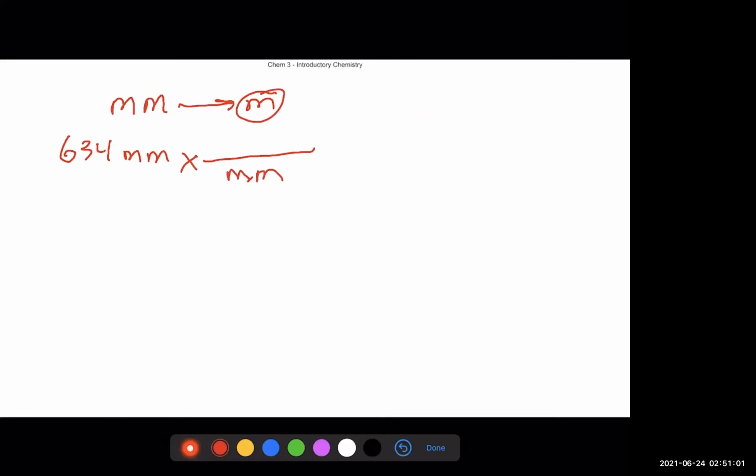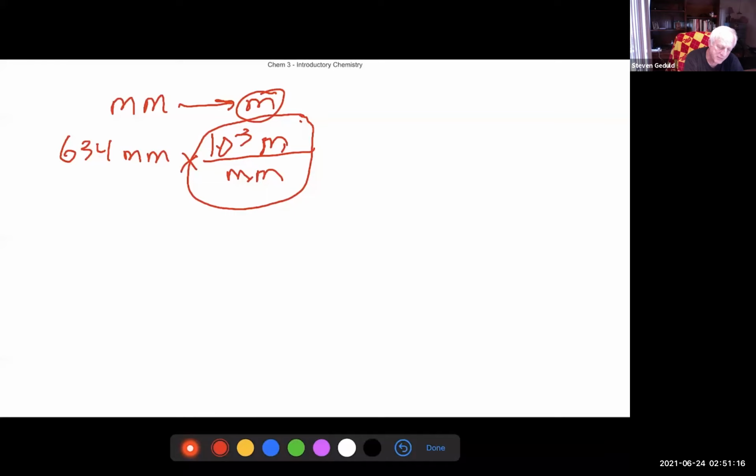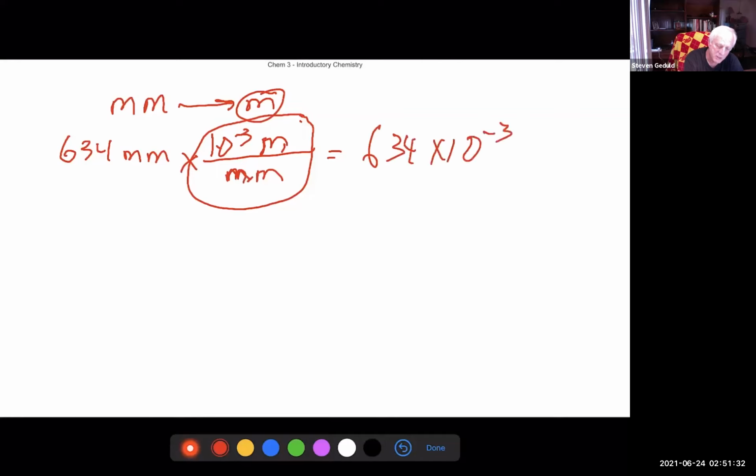Then you have to convert this to meters, and to make this value right here equal to 1, you have to have the same thing on top and bottom. So milli in the metric system means 10 to the negative 3. So instead of millimeters, you write 10 to the minus 3 meters. It's the exact same thing. That way you're multiplying by 1 and not changing your unit, just your value. So you end up with 634 times 10 to the negative 3, which is 0.634 meters.